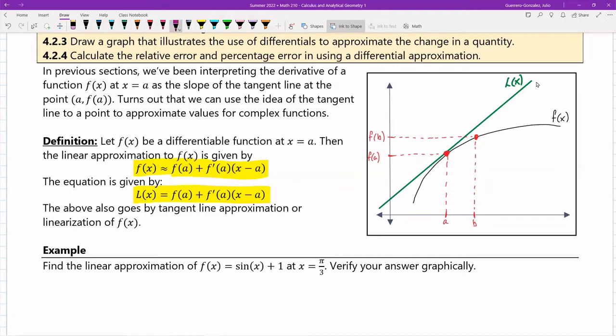I'm going to do it in a different color. I'm going to mark that point. Then we have an L of b. Need a lowercase b. Then we can say that this L of b is a pretty good approximation to f of b, using this equation right here, the one that I have highlighted.